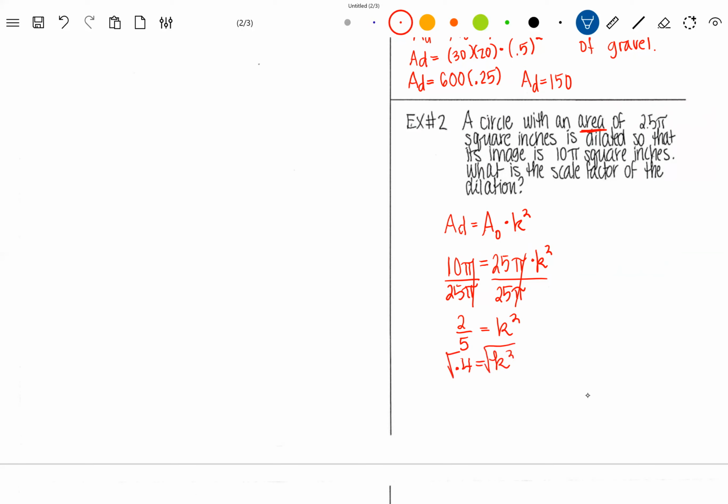Square root both sides. And my key is incorrect. So square root 0.4 is, so k is about 0.63. So the scale factor is about 0.63, sorry, 0.63.